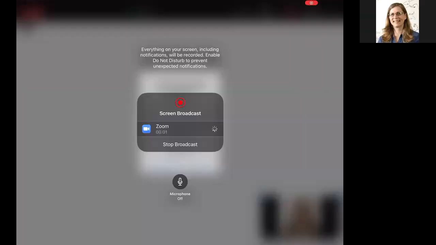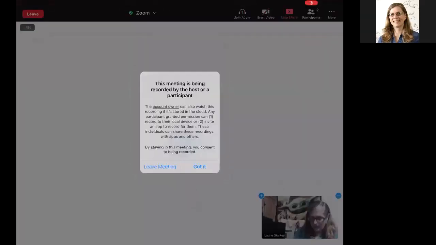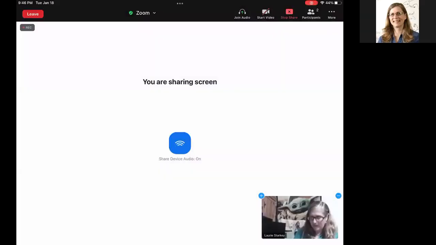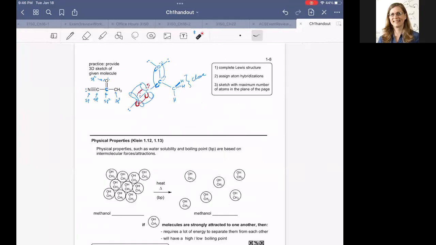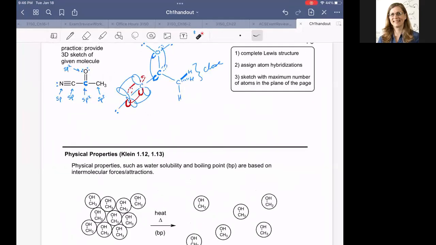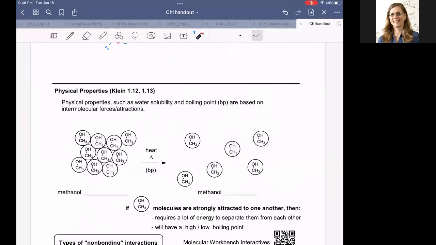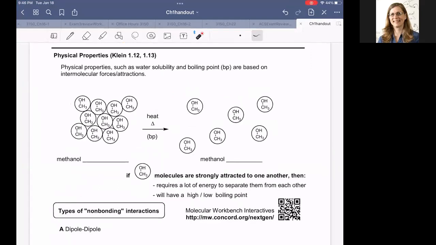We are on page 8 of our skeleton notes. If I can find that, there they are. So we just finished up drawing 3-dimensional sketches based on hybridization. And now we're going to look at the last topic in chapter 1, and that is physical properties. There's some really cool interactive simulations at this website.